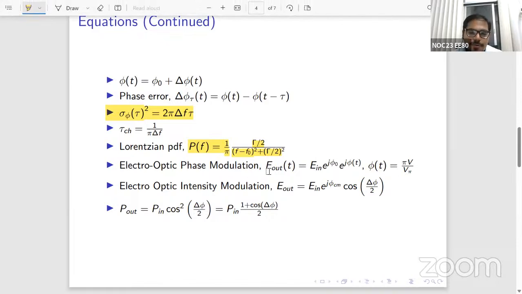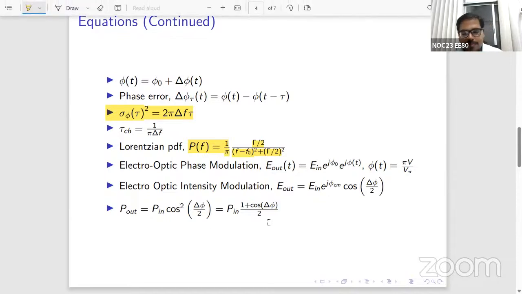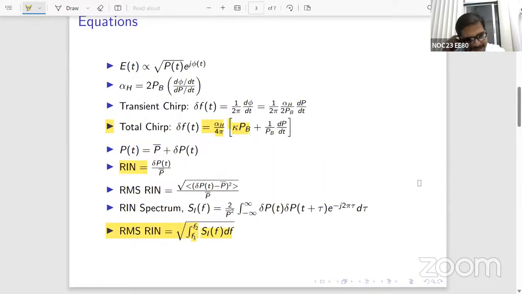Then we talked about phase modulation in an electro-optic phase modulator, and converted that into electro-optic intensity modulation, and we applied this concept to explain how we modulate signals, either intensity modulation or modulating in both quadratures. So these are the equations for the week. If you want, you can take screenshots.